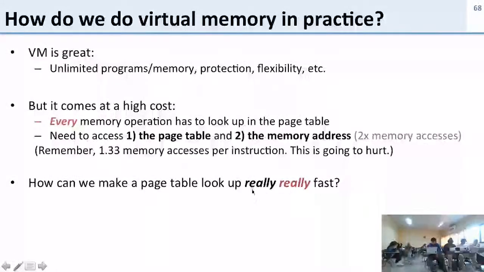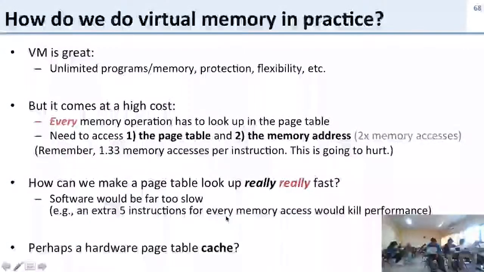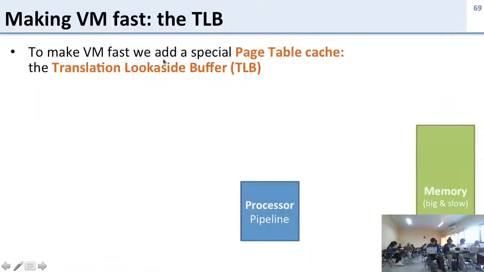How can we make a page table lookup really, really fast? Most of the time, when I do a page table lookup, it has to be basically instant. It can't slow down my memory access. We can't do this in software, since we can't afford an extra 5 instructions and a memory access to do the translation. That would really slow everything down. So we're going to have to do this in hardware. We're going to have to build a cache for the page table: something in hardware that keeps a bunch of the page table around so we can really quickly do the translation.